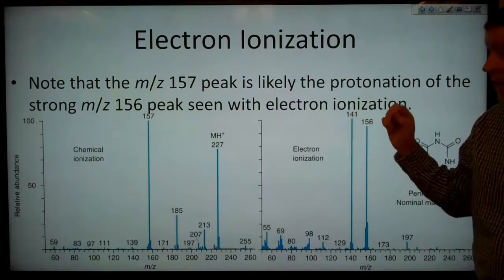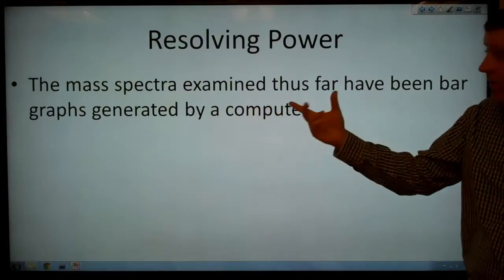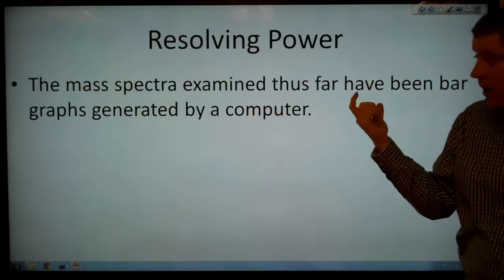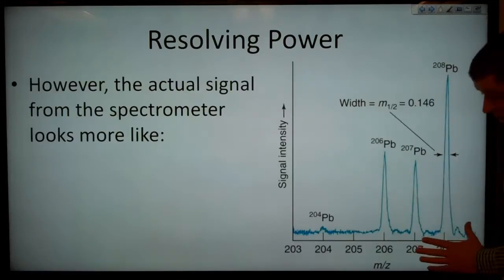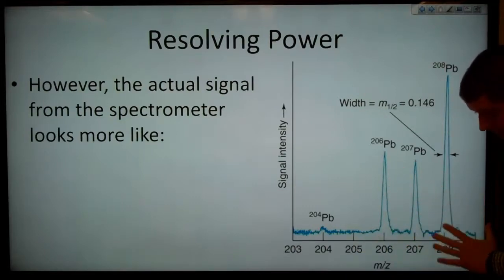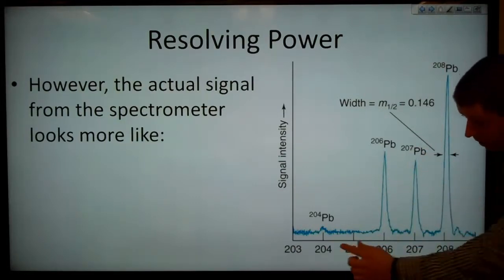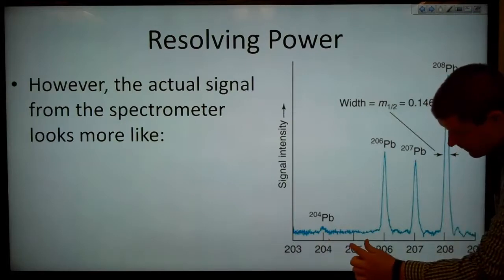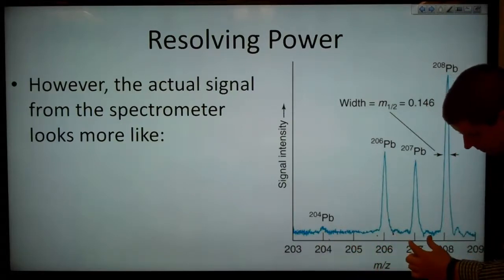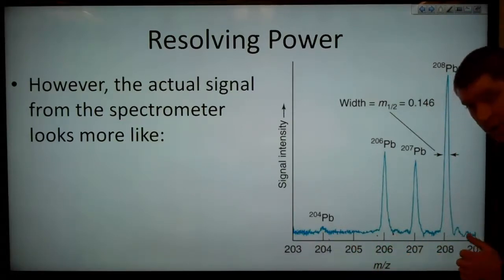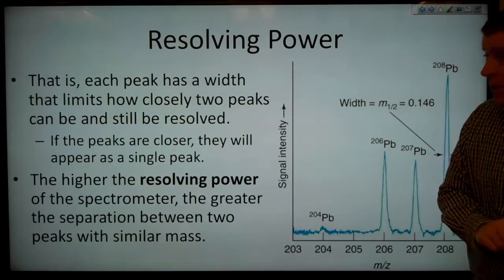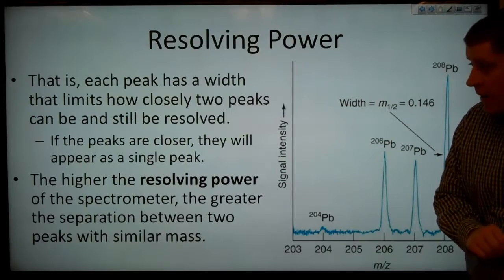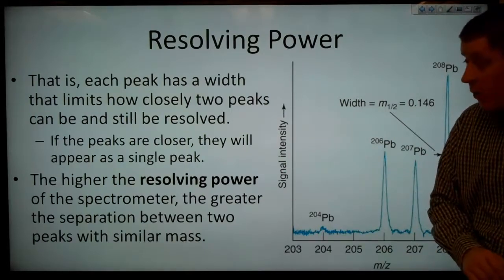The mass spectra that we've examined thus far have been bar graphs generated by a computer. But the actual signal from our spectrometer looks more like this, where we have a continuum, and what we've shown thus far is combining the portions that are at each integer mass. That is, each peak has a width that limits how closely two peaks can be and still be resolved. If the peaks are closer, then they'll appear as a single peak to us.